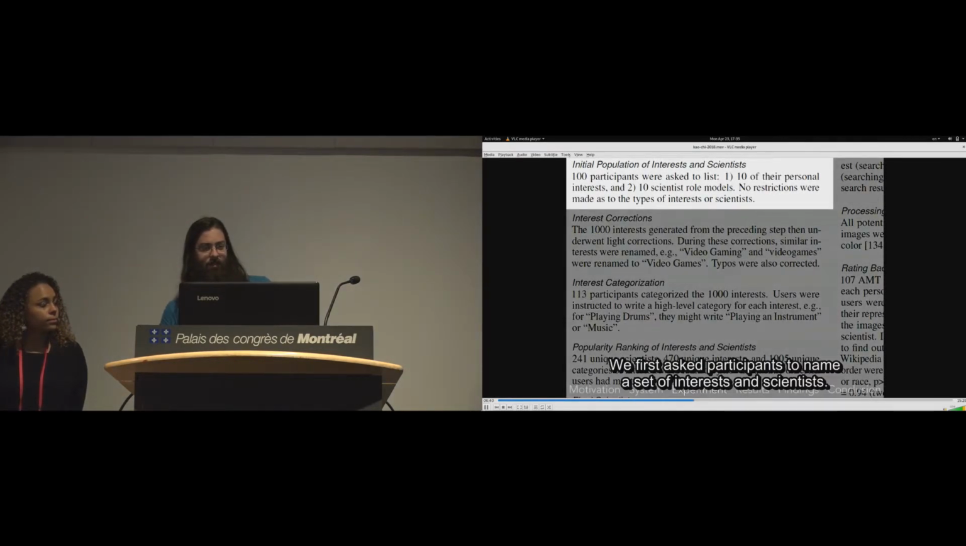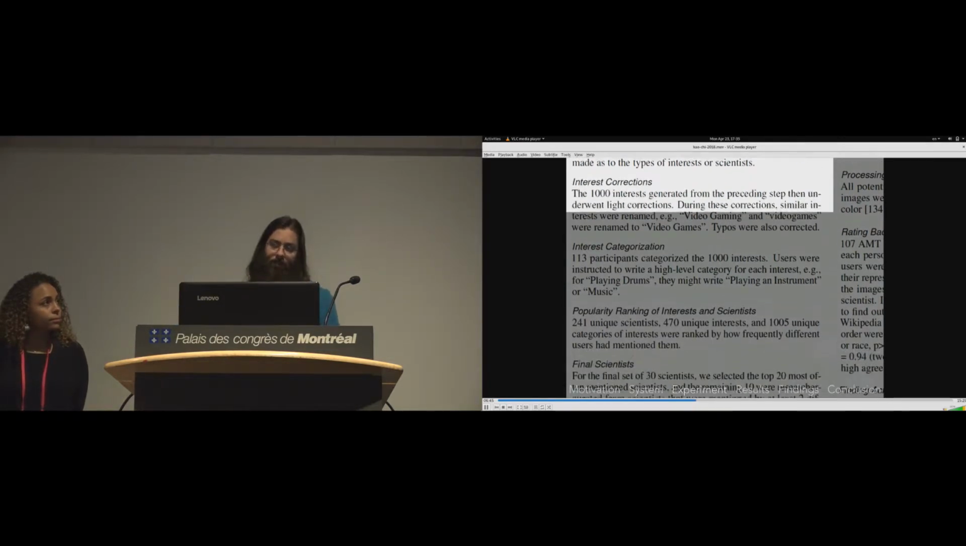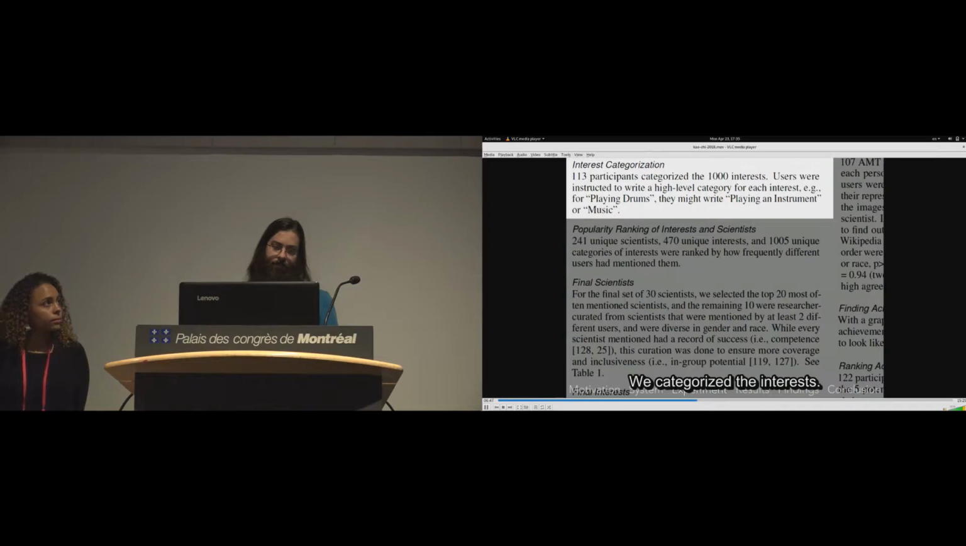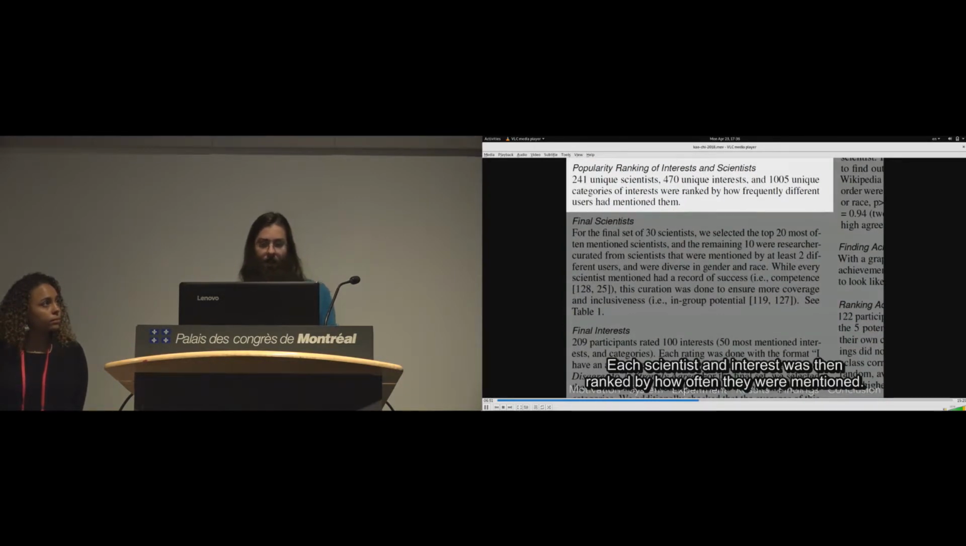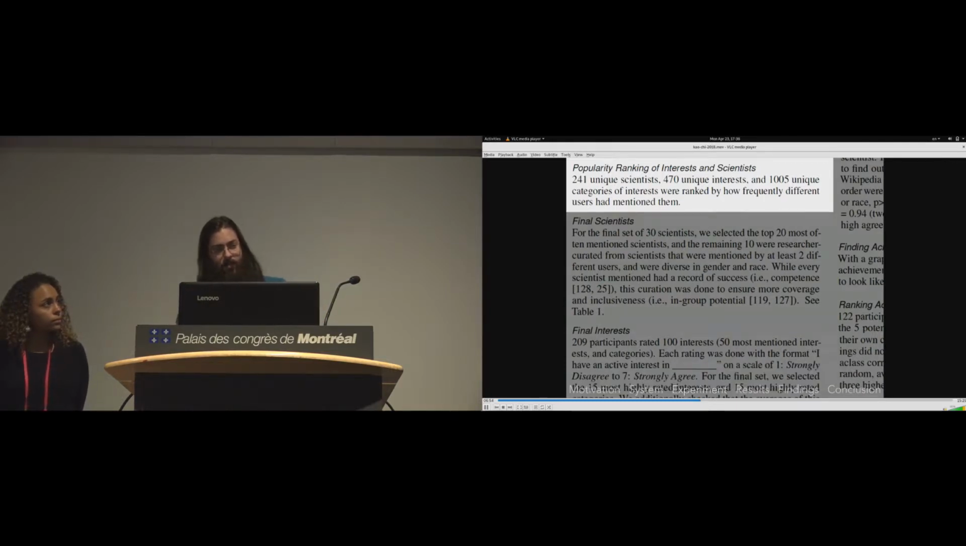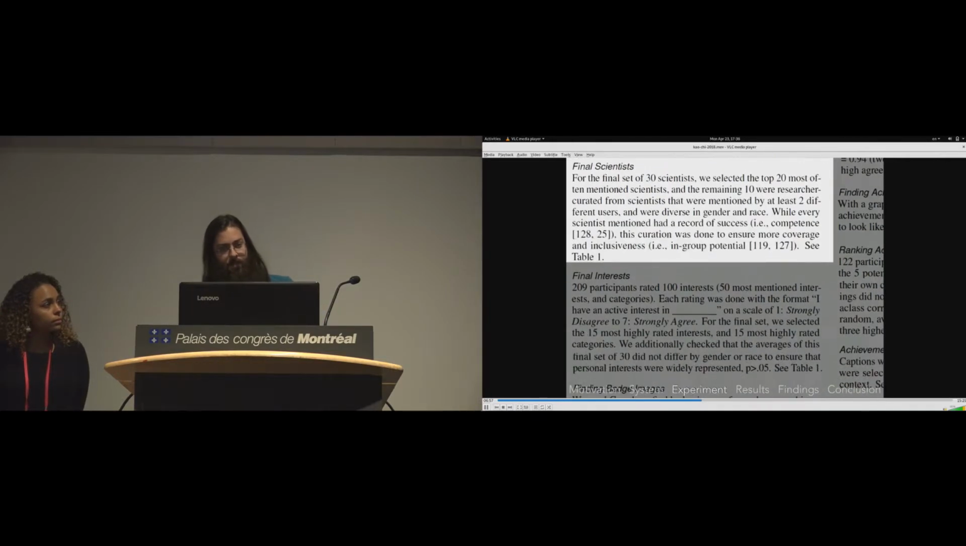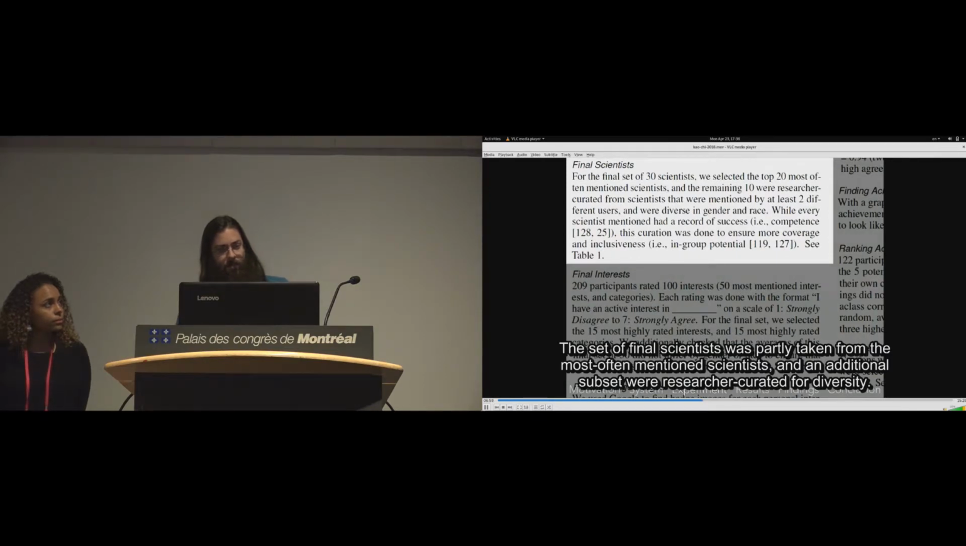We first asked participants to name a set of interests and scientists. We categorized the interests. Each scientist and interest was then ranked by how often they were mentioned. The set of final scientists was partly taken from the most often mentioned scientists, and an additional subset were researcher curated for diversity.